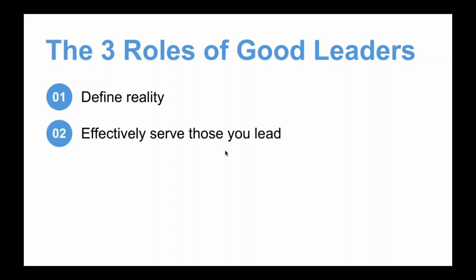The second one is effectively serving those that you lead. If you want to be an effective leader, it's not about you doing everything. And if you're like most of the CRPs I talk to, you guys are wildly busy. You're constantly getting calls from chapters. You're constantly flying out to chapters or planning the next event for the Chapter Leadership Summit. You're crazy busy. For you to be effective, you need to serve those that you lead.